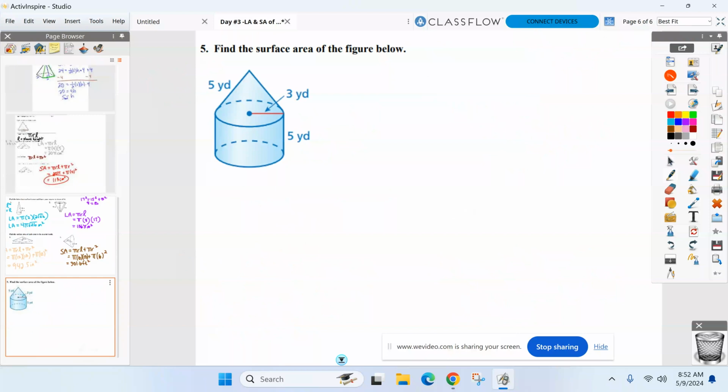Did you use the bottom face of the cylinder? Yes, that's the total surface area. It's not like it's on the ground and covered up. So please use the bottom of the cylinder. You will have one of these figures on your quiz Monday.